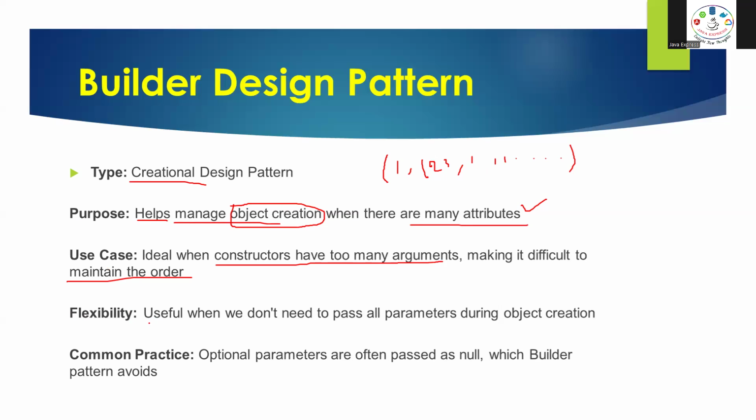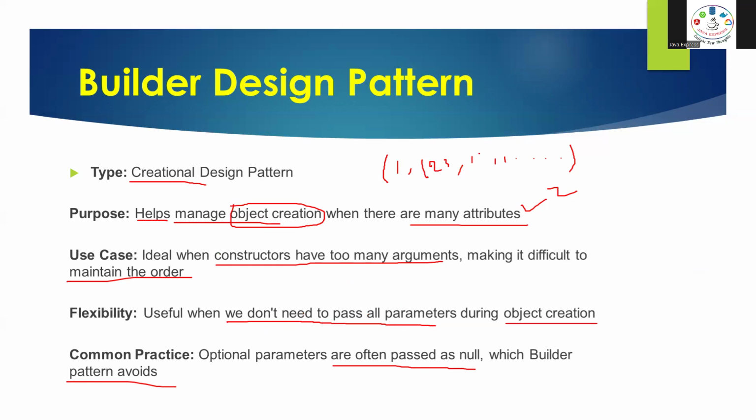Now if you implement the builder design pattern, the flexibility is that we don't need to pass all the parameters during object creation. It is completely optional. We can implement this pattern in our application as well. Suppose you have 20 attributes and you know three variables; the remaining 17 variables are null values. When you don't know them, optional parameters are often passed as null, which the builder pattern avoids here.